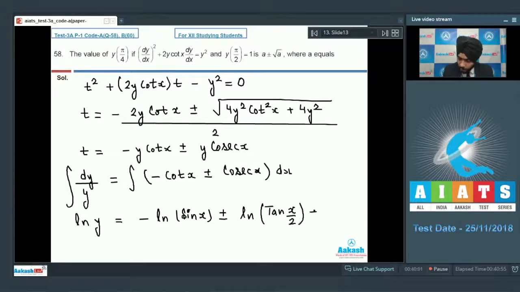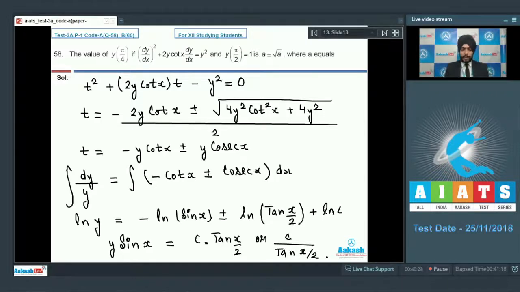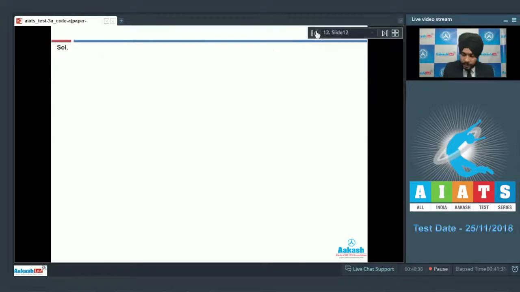In such type of problems, what do we do? We take the constant also as ln c. So y sin x = c tan(x/2) or c divided by tan(x/2). y(π/2) is given to be equal to 1. sin(π/2) is 1, tan(x/2) is equal to 1. So c is equal to 1. That means the solution is y sin x = tan(x/2) or cot(x/2).